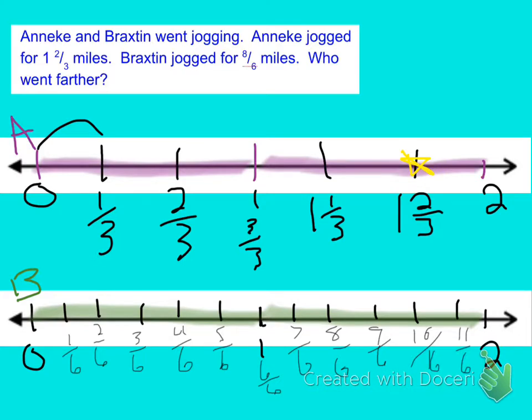Okay. The next step is to figure out where Braxton was, where his number is on the number line. So his was 8/6 of a mile. So that's right here. Okay, if we look back at our question, it's asking who went farther. If we look on our number line, is 1 2/3 farther, or is 8/6 farther? 1 2/3 is farther away from 0, so that means that Annika ran farther. So Annika is the answer to our question.